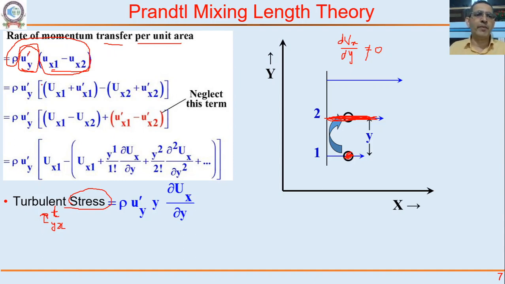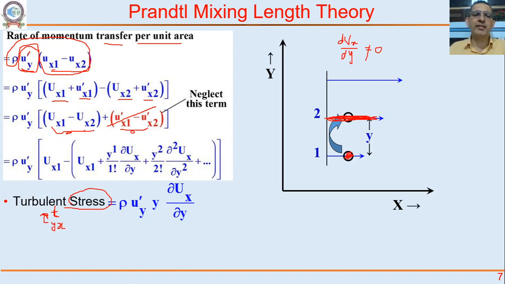Okay, simplified. ux1 I can write as mean, meaning time average, plus fluctuating. ux2, time average plus fluctuating. Bring the mean part here, keep the fluctuating part here. If I neglect the fluctuating part right now, I will just get rho ui prime times (ux1 minus ux2).